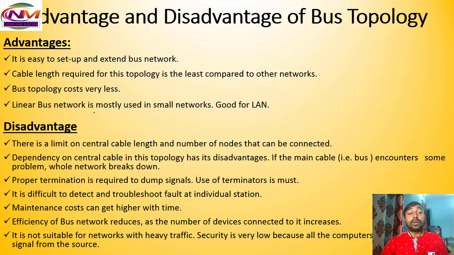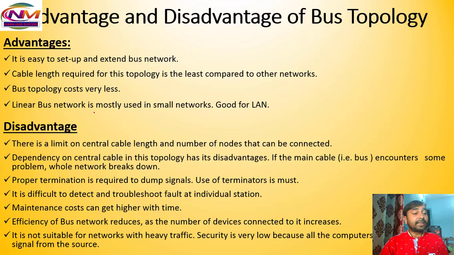It will not respond properly because of the cable length required; after that we have arranged more computers, so there will be a chance of data loss. Dependency on the central cable in this topology has its disadvantages. If the main cable stops working, then the entire network will be broken. The whole network will break, and as a result we cannot communicate. So the dependency of this network is only on that central cable. If the central cable has any kind of problem, the entire network will be lost. There will be no further communication if the central cable is not connected properly.